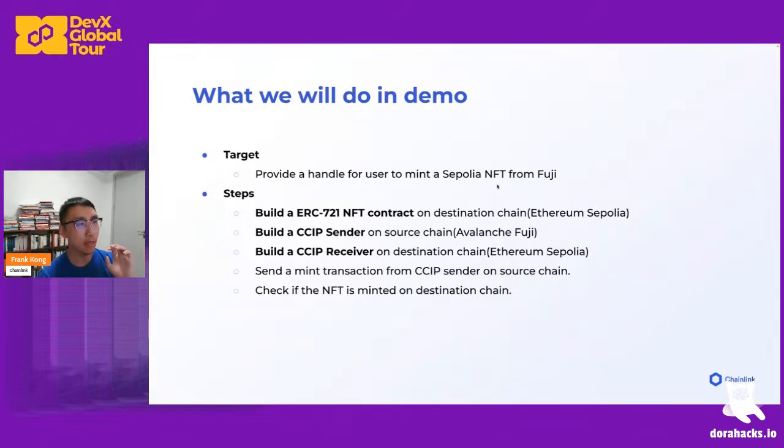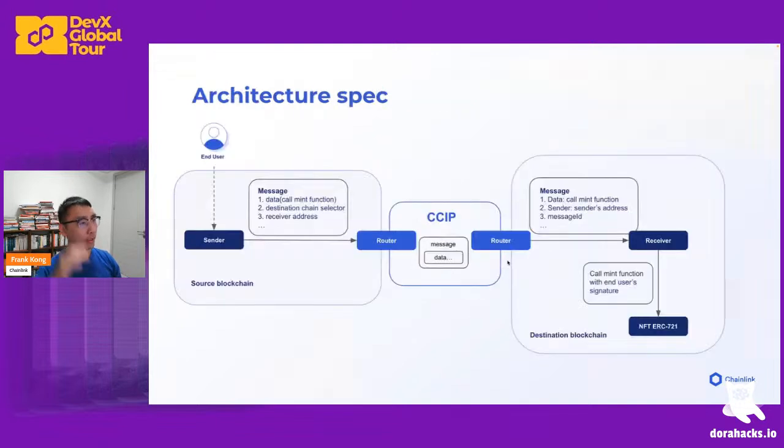The reason I chose Fuji is that every time you want to send a message from the source chain to the destination chain, you need to wait for the finality of the block. So for other layer 2s it may take a little bit longer, but you can use this on any other layer 2, including Polygon. You can just deploy the sender on Polygon and send this transaction from Polygon to Sepolia to mint an NFT without having any Sepolia ETH on the Sepolia network. Okay, cool. So let's start.